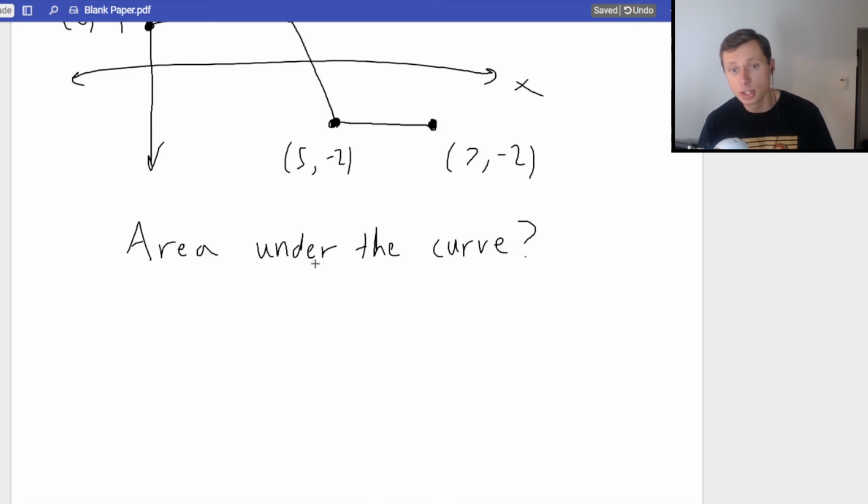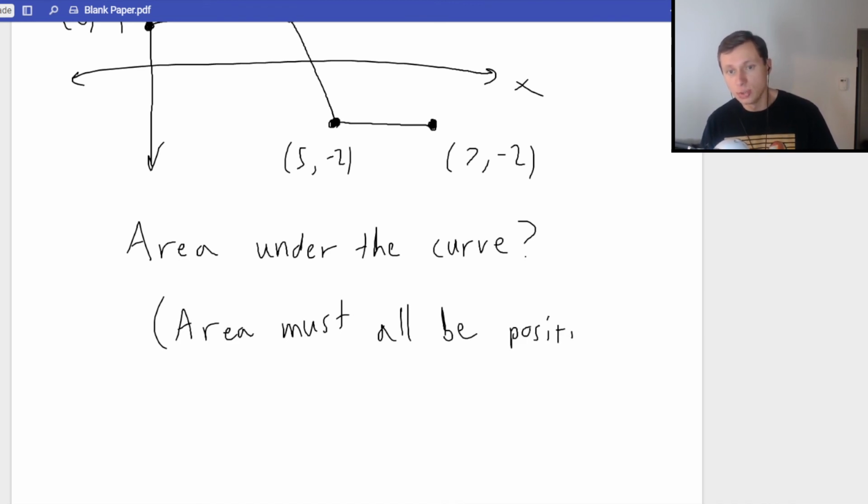But if I ask you for what's the area under the curve, that's a different question. The area, I'm going to put this in parentheses, area must all be positive. They do not need to tell you that. This is just the definition of area under the curve. Area must always be positive if they ask specifically for the area under the curve.